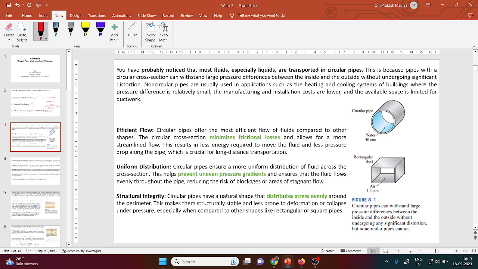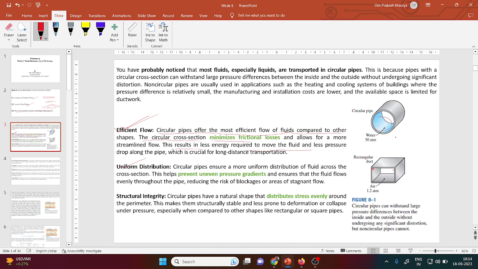The first is efficient flow, that is, minimizing the friction losses, so less energy is required to move the fluid. The circular pipe offers the most efficient flow of fluid compared to other shapes. The circular cross section minimizes the friction losses, because at a corner point the friction losses are more as compared to the smooth one. So that is the reason we use circular pipes.